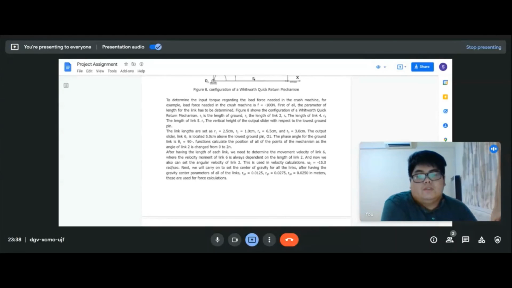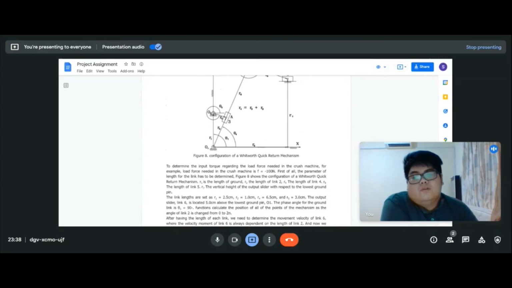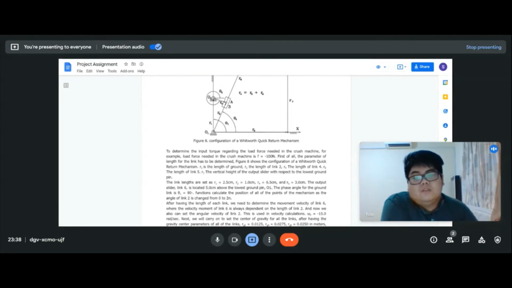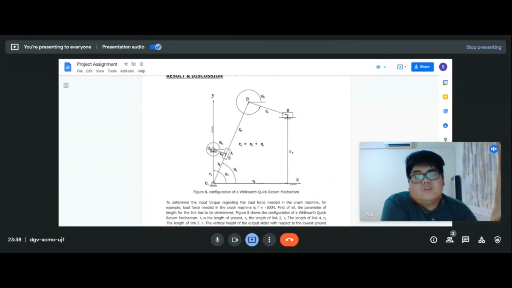And then the angular velocity of link 2, which is very important, because all the mechanism working is based on this link 2. So after we have the angular velocity of link 2, which is produced from the input torque, it will transmit the velocity or the force to another link. So from there we can calculate one by one until we solve at link 6, which is the output slider.